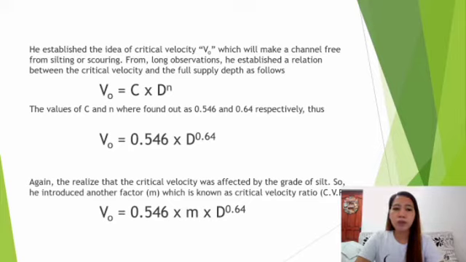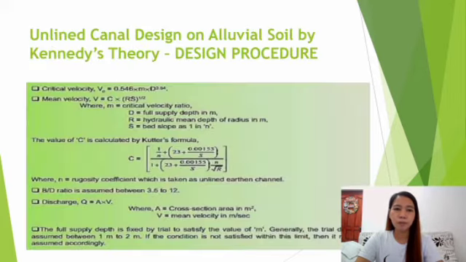Therefore, we have a final equation for our critical velocity from Kennedy's formula: 0.546 times m times D raised to the power of 0.64. So these are the formulas from Kennedy's theory for unlined canal design on alluvial soil. We have the critical velocity, then the mean velocity from Chezy's formula, the value of C from Chezy's constant using Kutter's formula, and then the equation for the discharge.